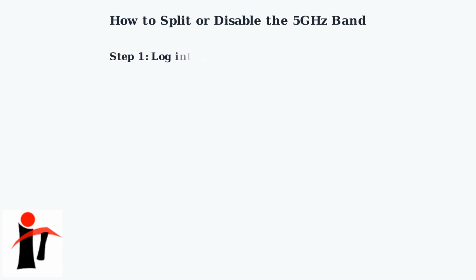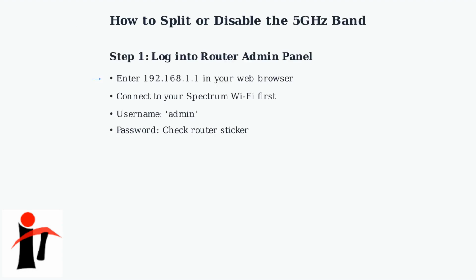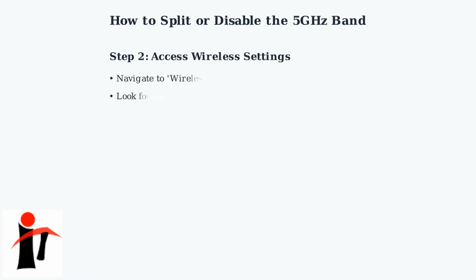To split the bands or disable the 5 GHz band, start by logging into your Spectrum router's admin panel. Enter 192.168.1.1 into your web browser's address bar while connected to your Spectrum Wi-Fi network. The default username is admin, and you'll find the password on a sticker on the router itself. Once logged in, navigate to the Wireless or Wi-Fi Settings section in the router's interface. This is where you'll find the options to configure your Wi-Fi bands.